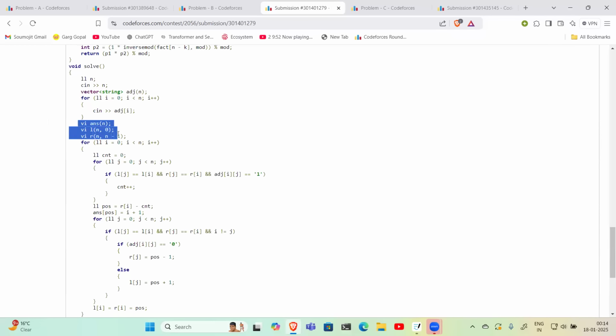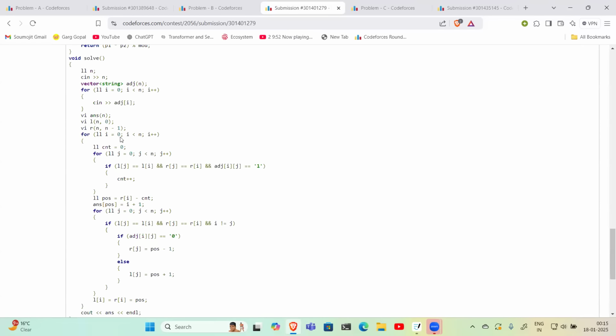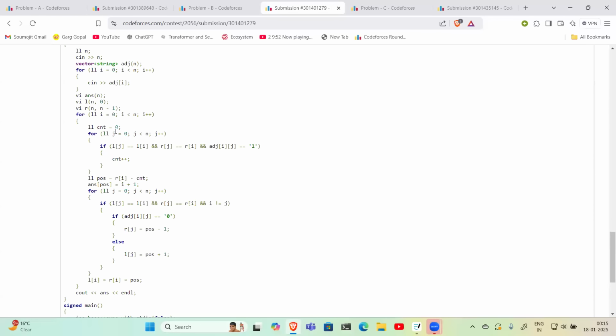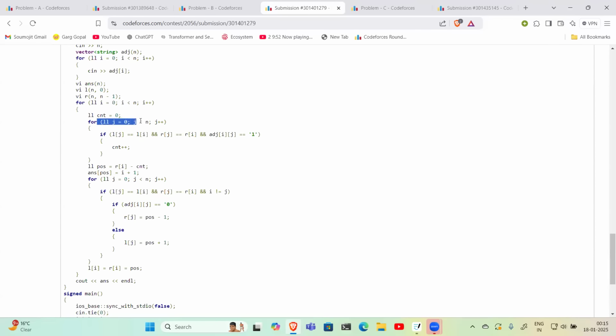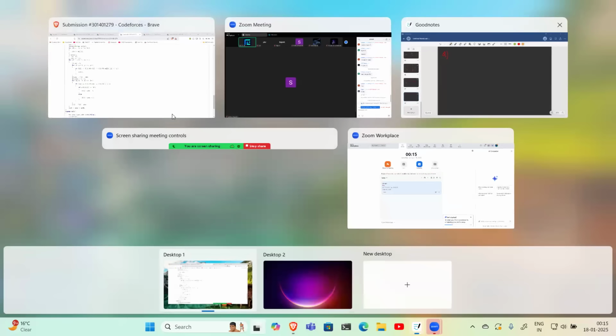Great. I make two arrays L and R. I initialize the L array with 0. I initialize the R array with n minus 1. So that basically shows that initially all the values can be anywhere from L to R, right? Now, here this is interesting. What do I do here? I just iterate over all nodes from i equal to 0 to i equal to n. So at the ith iteration, I will be processing node i. So basically at the ith iteration, I will try to find out where I can place i, right? Okay. So basically it is this loop.